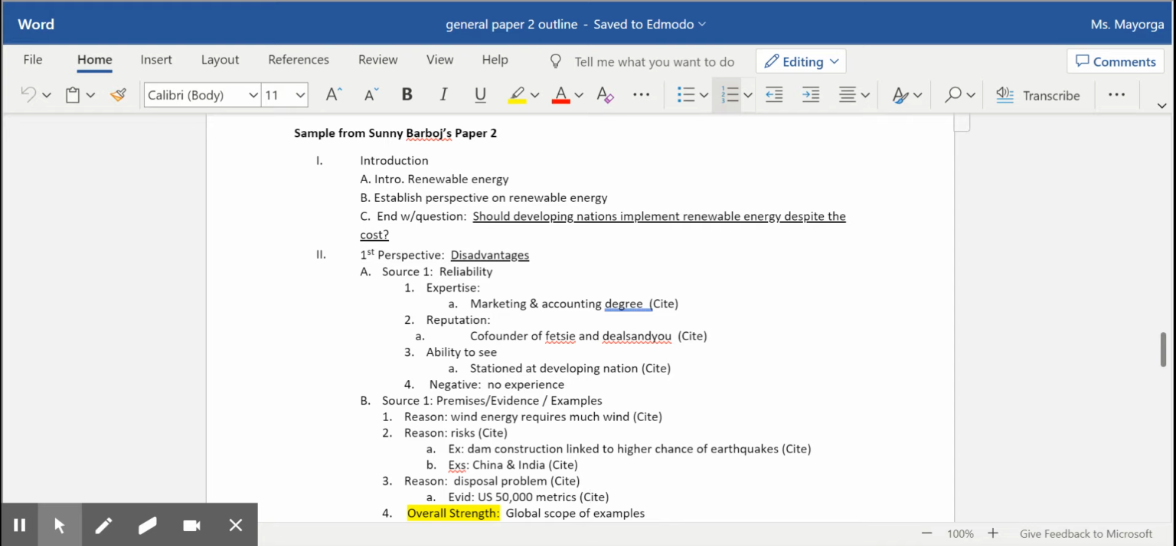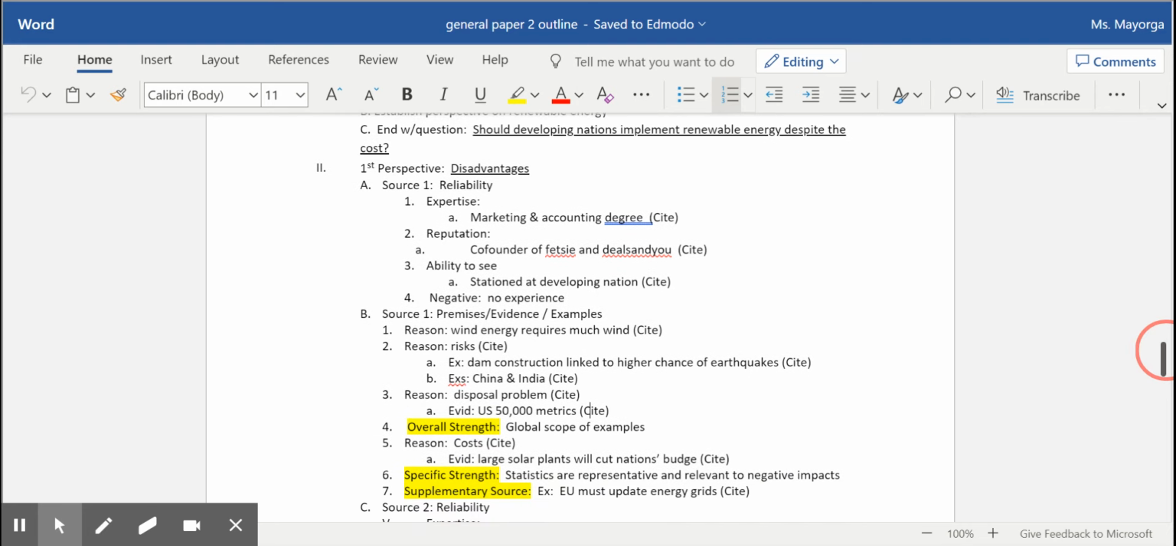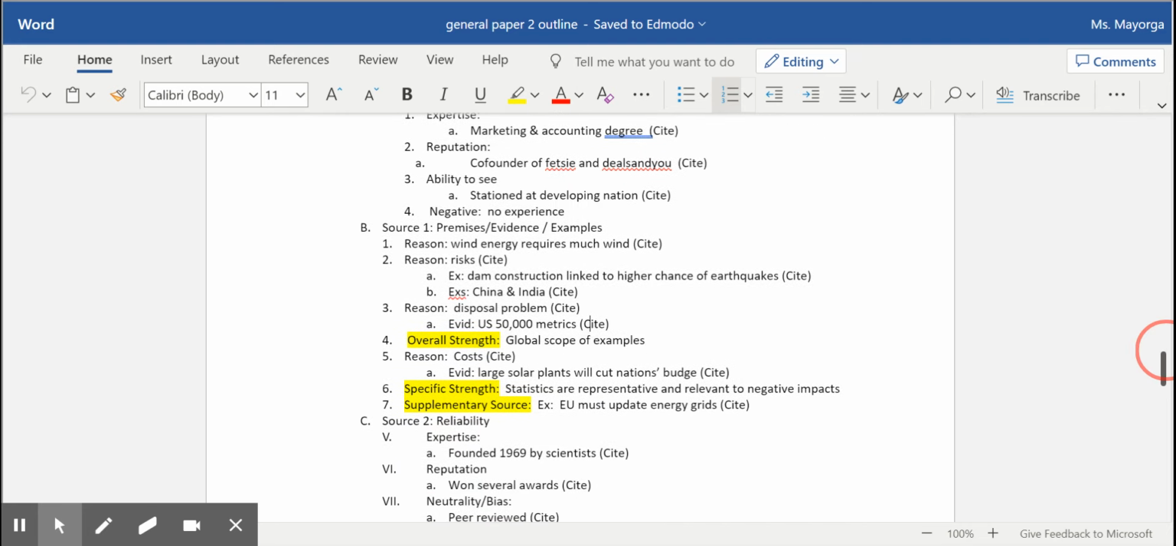And remember that we cite the author and the page if we have the original PDF. If not, just the author's last name. If no author's listed, then we cite the title of the article, not the name of the website, not the name of the newspaper, the title of the article in quotation marks. And a page if we have the PDF, if not, just the title of the article.